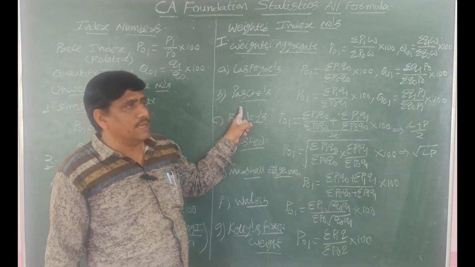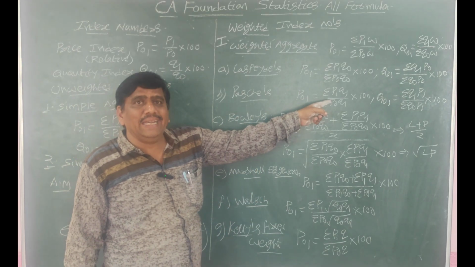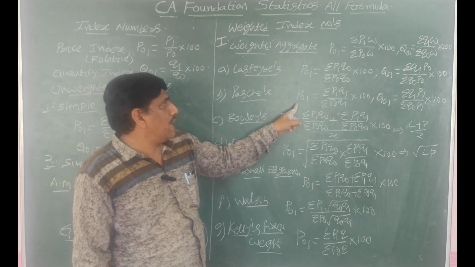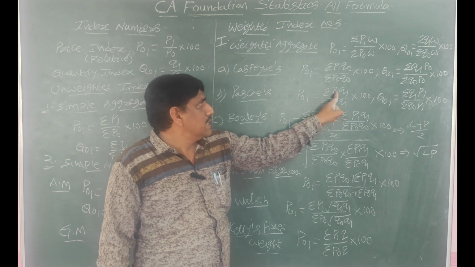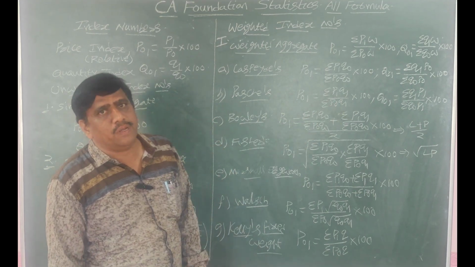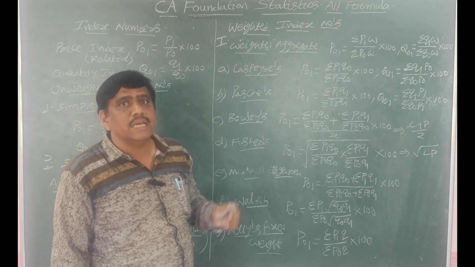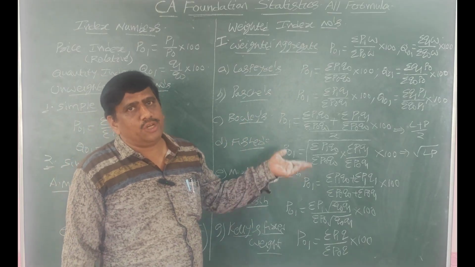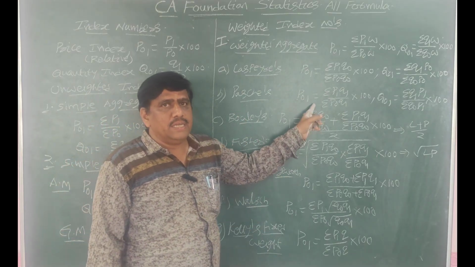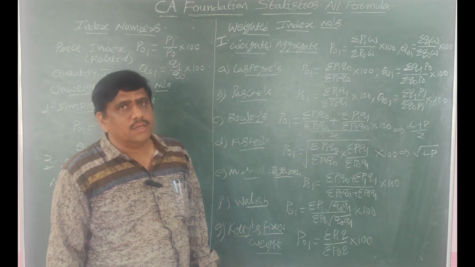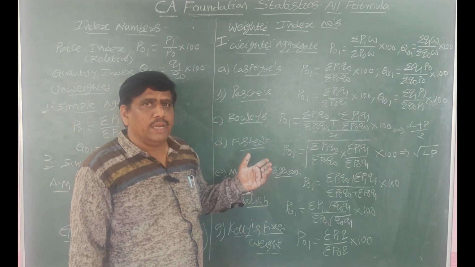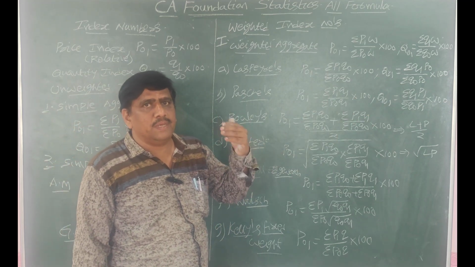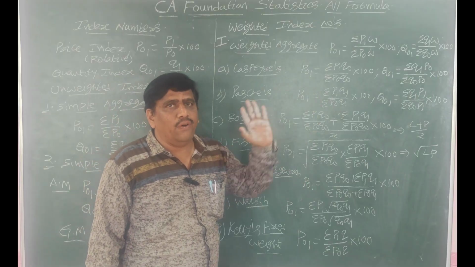Next, Paasche index number. W is Q1. Current year quantity is taken as weights. So Paasche price index number means summation P1 Q1 by summation P0 Q1 into 100. If it is quantity, summation Q1 P1 by summation Q0 P1 into 100. Price index, quantity index. So please be careful about calculating if it is price or quantity. Please be aware and use the corresponding formula.